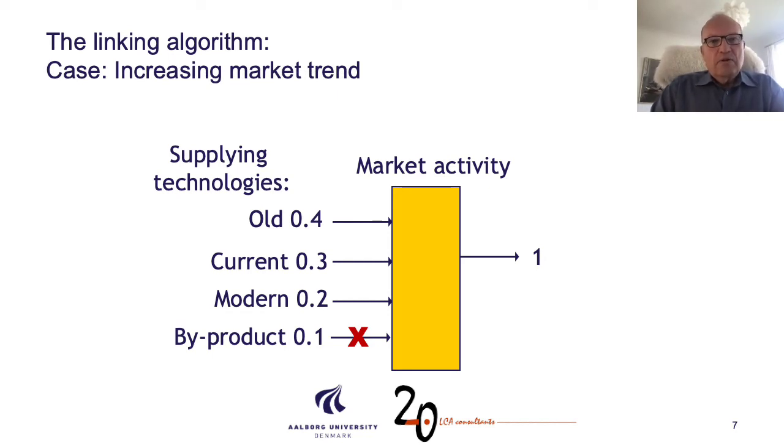Then we can go on to look at an increasing market trend, where we also exclude the old and the current technologies, because essentially we're only looking at the things that change, and that is the most competitive technology, the modern one. Here, modern is used as a synonym for what is installed when you're increasing capacity. That means that all the inputs to the market will come from this technology and not from the old and the current.